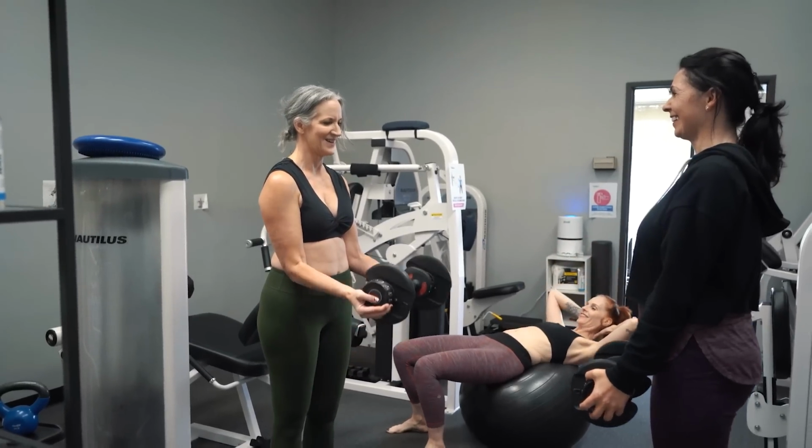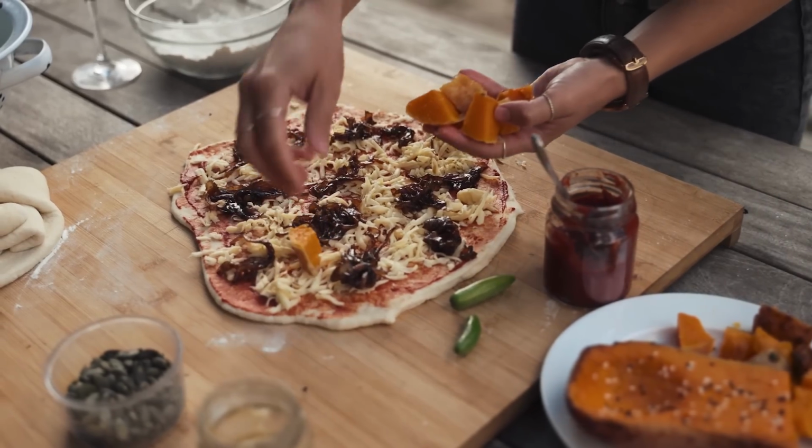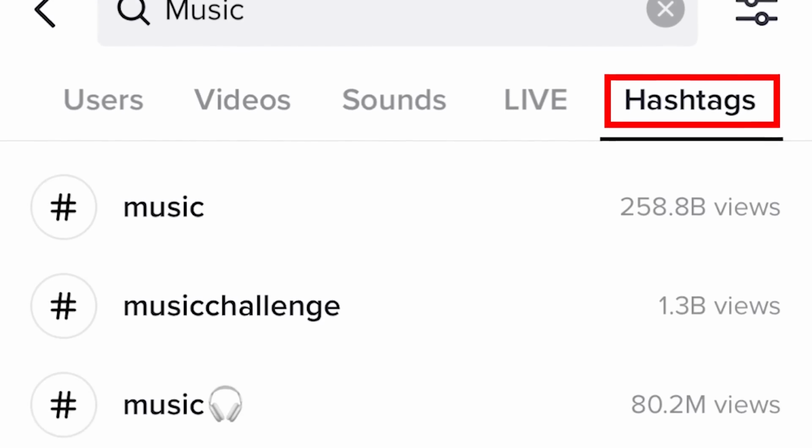Now, niche specific hashtags are going to be the hashtags that are specific to whatever you're posting about. If you're posting about fitness, they're going to be the fitness related hashtags. If you're talking about cooking, they're going to be the cooking related hashtags. Now, a lot of people ask me, Rob, how on earth can I find these hashtags? Literally just look up whatever topic you're about to make a video about. Go under hashtags and you will see all the niche specific hashtags.